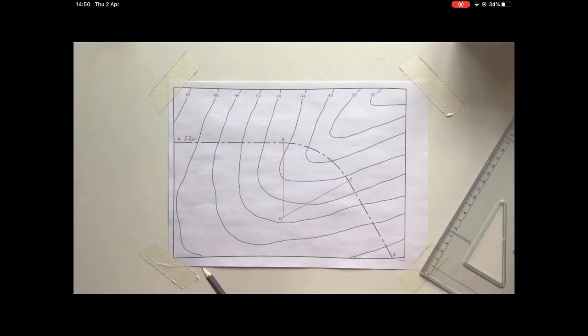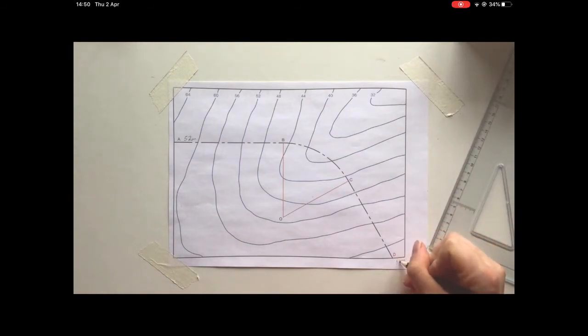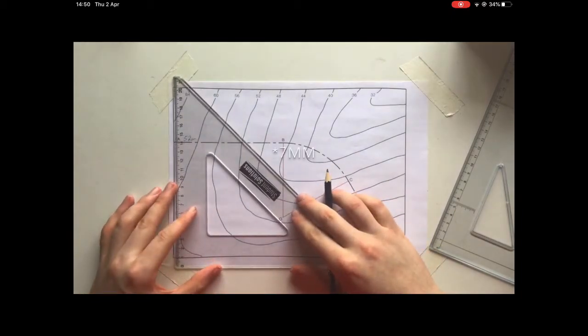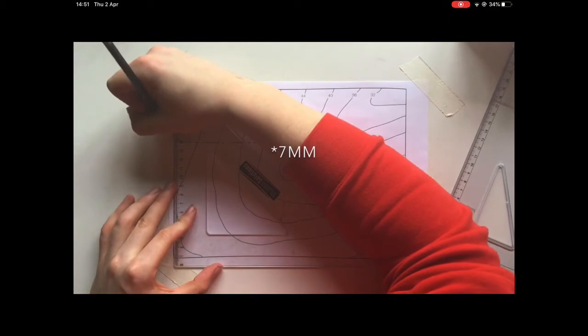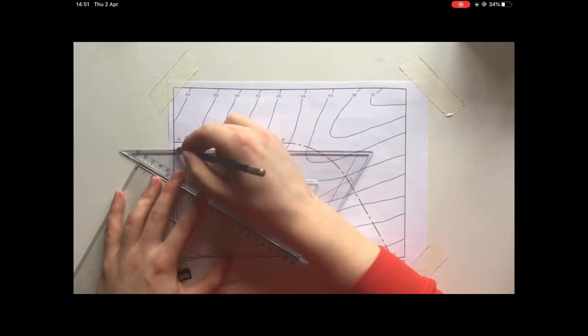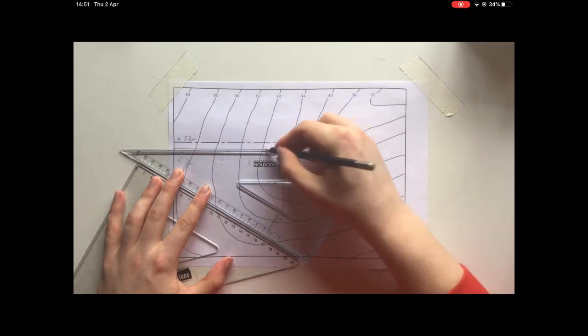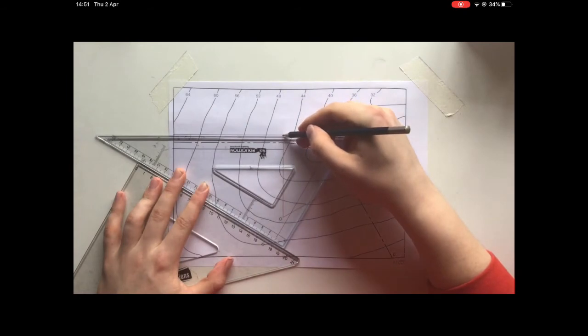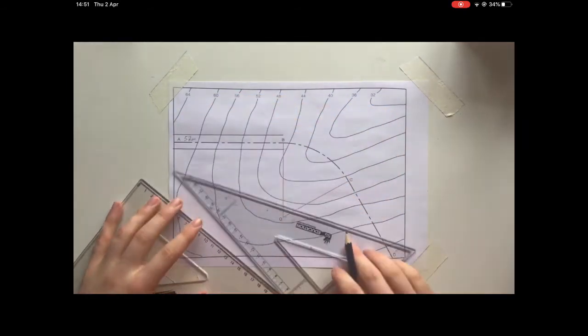So the first thing we're going to do is draw in our road. As we can see in the question, the scale is 1:1000. Therefore, each millimeter is equal to 1 meter. So we're going to go 8 millimeters each side of the road, parallel to the white line, up as far as B, and the same here, up as far as B.